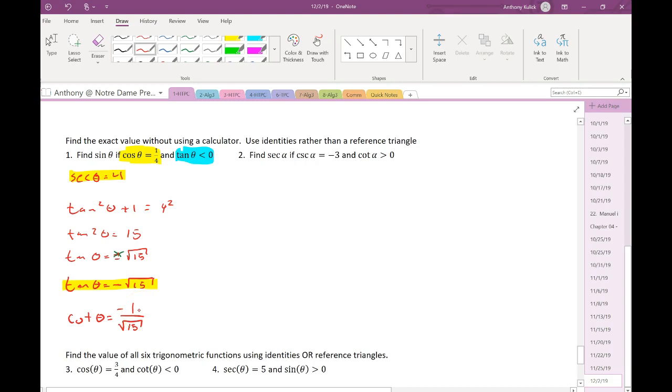Negative 1 over the square root of 15. Should we leave our answer like this, though? No. What should we rationalize? We should rationalize this denominator to make it negative square root 15 over 15, right? Four down, 2 to go. Everybody okay there?